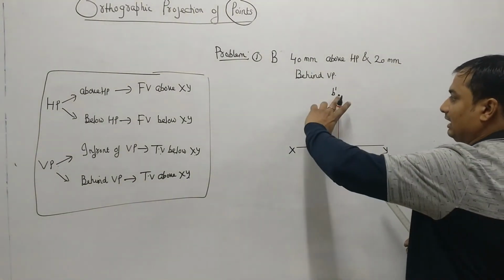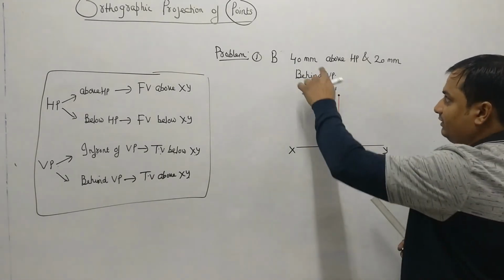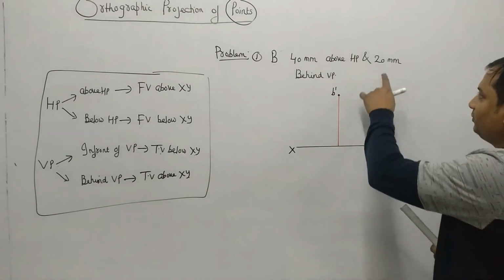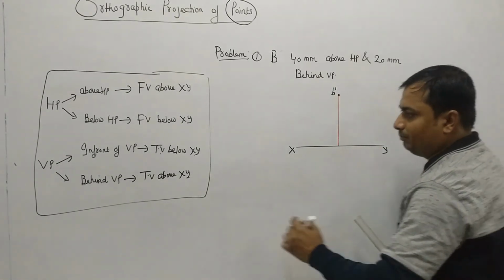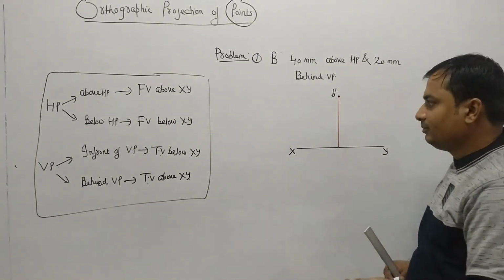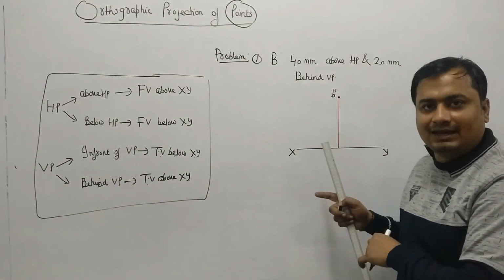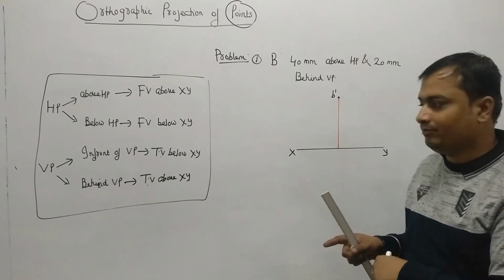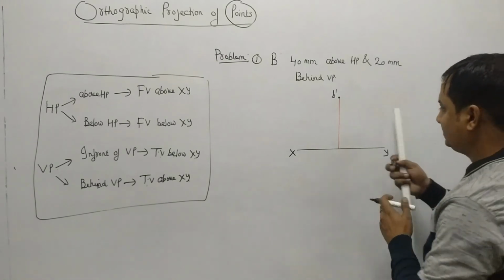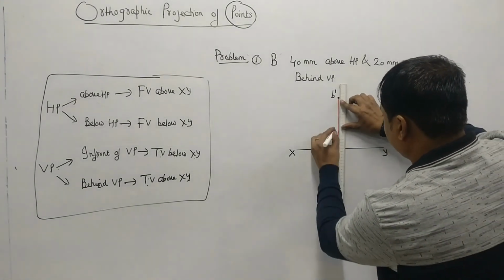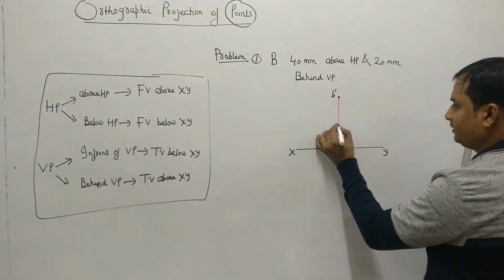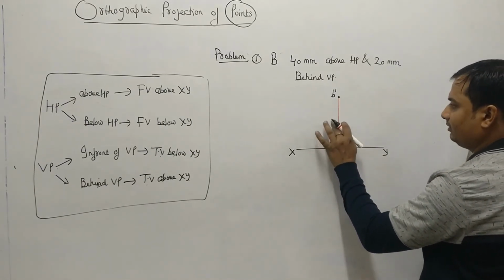Now this length is 40 because it is given 40 mm above HP. So you have moved 40 above XY. Next it is given 20 mm behind the VP. Behind the VP means your top view should also be above XY. Both are above, that means this column is of second angle. So this top view will also be above. How much above? That is 20. You can measure the 20 from the XY. Suppose it is coming here. So this is the point and you will name it B.